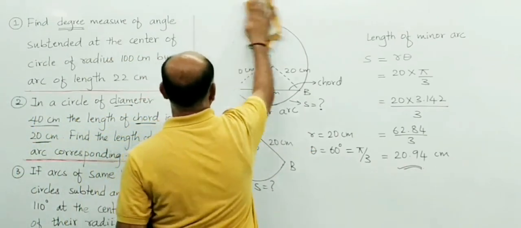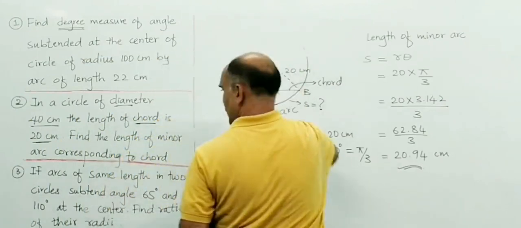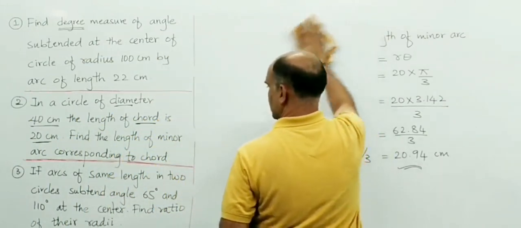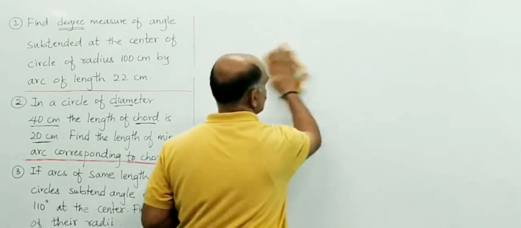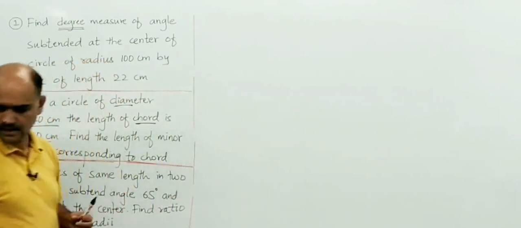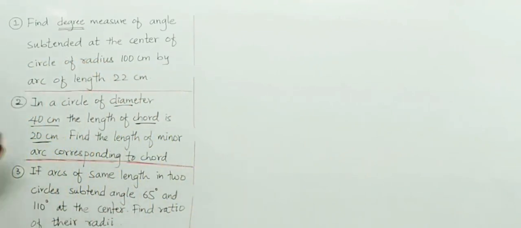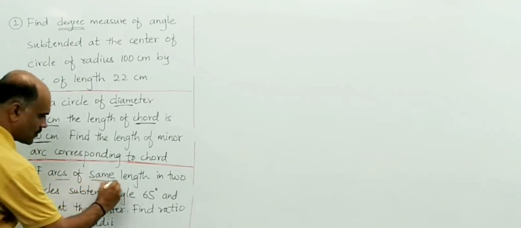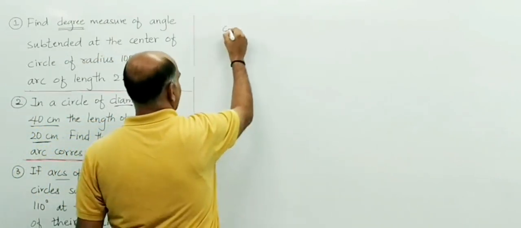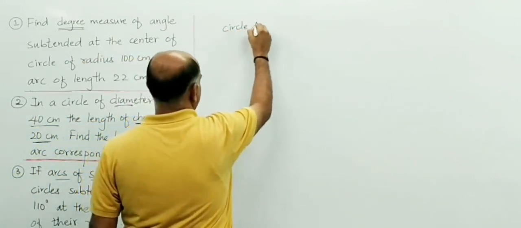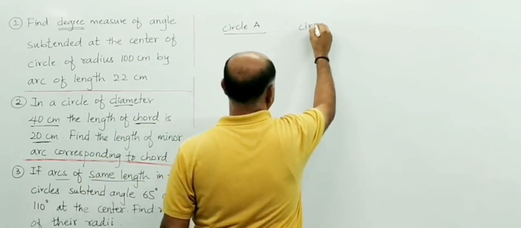So third, if we take two arcs of same length in two circles. There are two circles in which arc length is same. So arcs of same length in two circles subtend an angle 65 degree and 110 degree. So I will take circle A, another I will write as circle B.